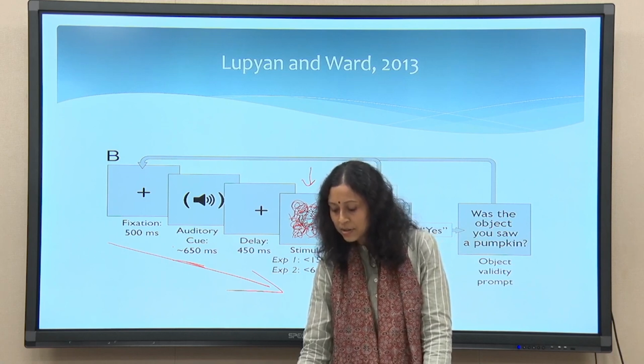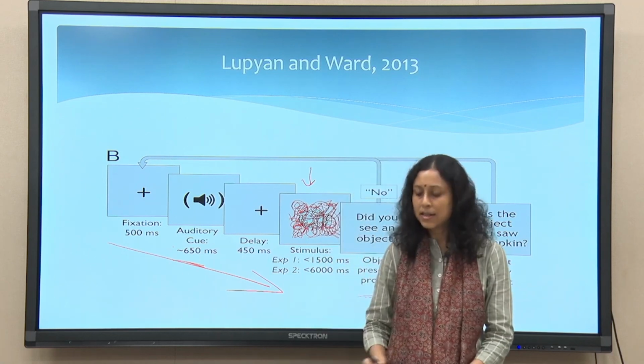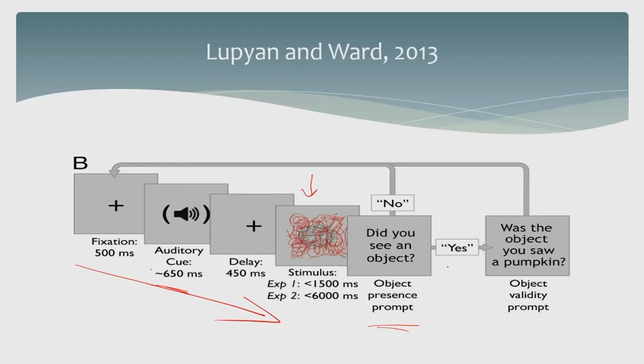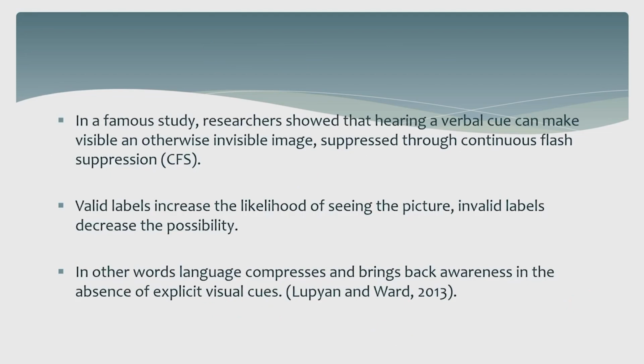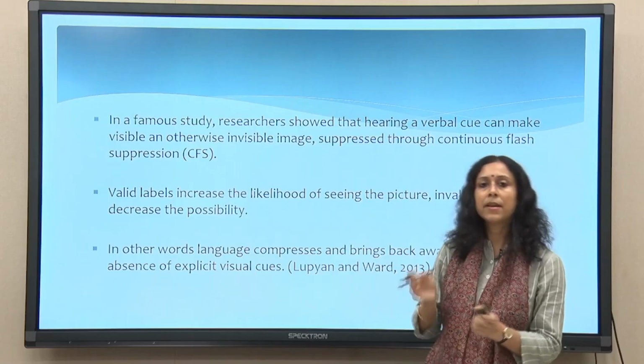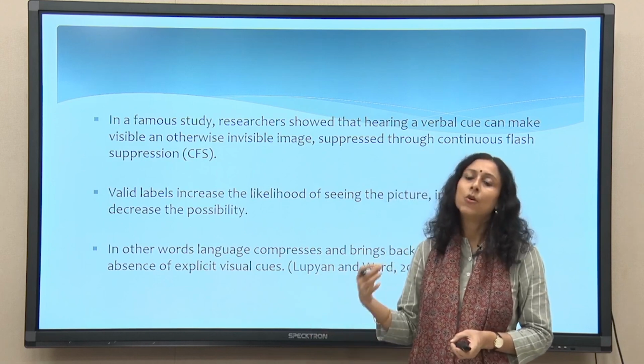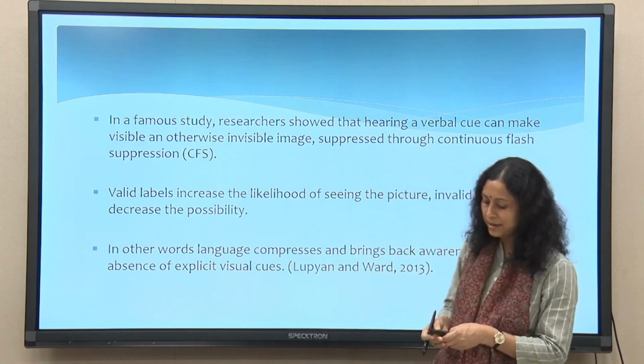And then there is a question: did you see an object? This is asked to ensure that you actually paid attention, and then the validity prompt is given. Was the object you saw a pumpkin, and so on. If they say no, that is one answer. If it is yes, then the validity is what did you see? Did you see a pumpkin? If they have heard the word pumpkin, and the visual display was actually a pumpkin which they saw, that is how they validate.